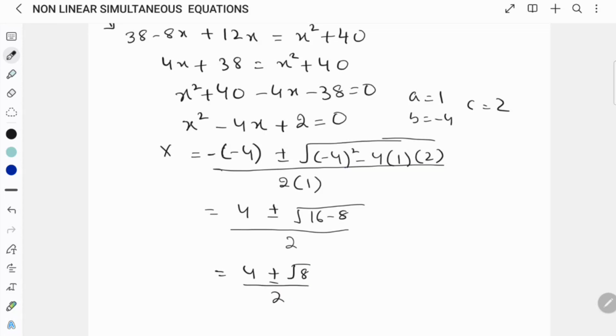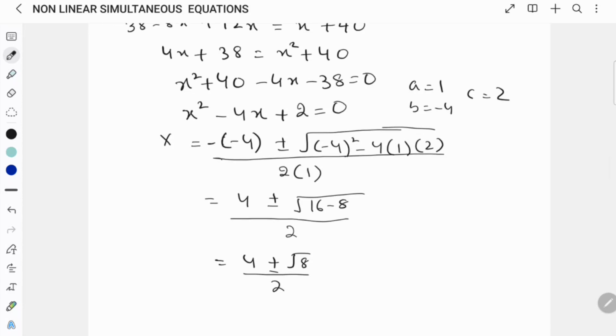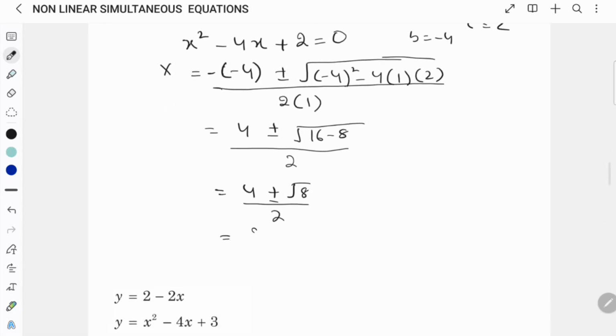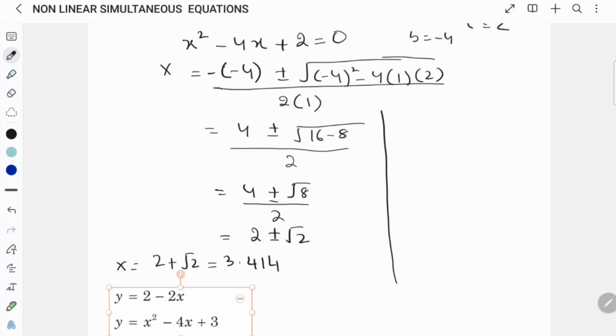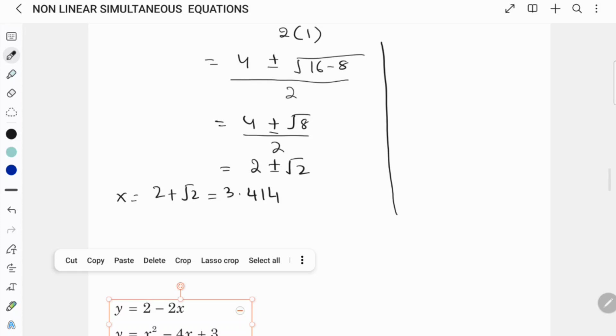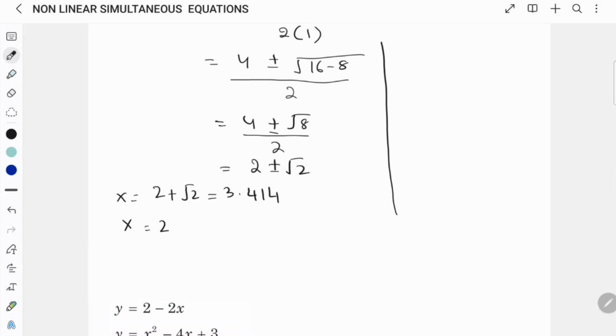So I have just calculated it, that is 2 plus minus square root 2. So one is 2 plus minus square root of 2 in this form. Now you are going to find the answer. So 2 plus square root 2 is 3.414, and the other answer, x equals 2 minus square root 2, equals 0.585.